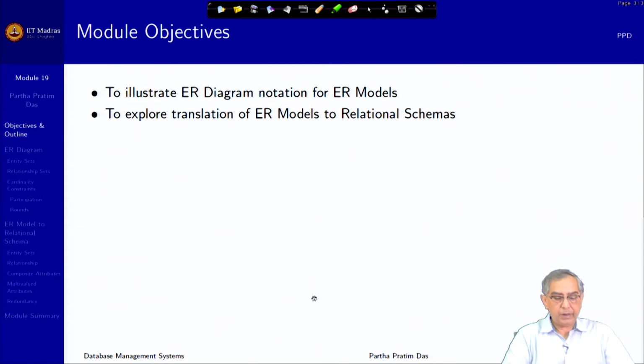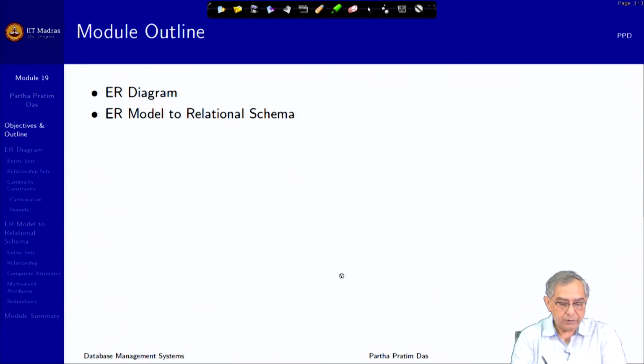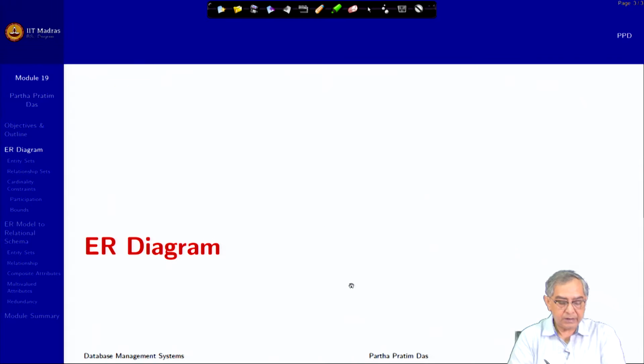So, in this current module, we will learn the representation of these ER models in terms of a diagram known as ER diagram, entity relationship diagram, and then we will see how this diagram can be translated into relational schemas or tables. So, these are the two main things to discuss in this.